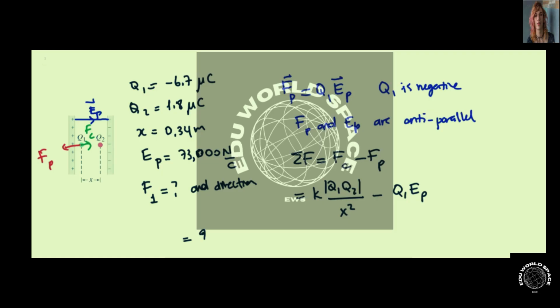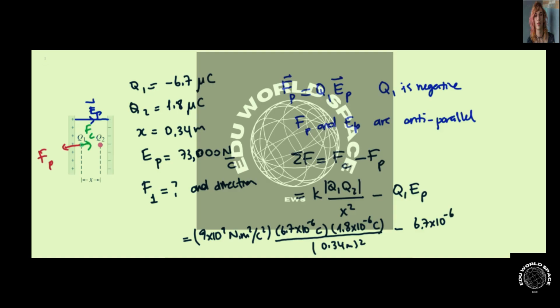Now K is 9 times 10 to the power of 9 newton meter squared per coulomb squared. Q1 is 6.7 times 10 to the power of negative 6 coulombs, and Q2, these are all absolute values, right, 1.8 times 10 to the power of negative 6 coulombs, over 0.34 meter squared, minus Q1, 6.7 times 10 to the power of negative 6 coulombs, times 73,000 newtons per coulomb. From here, we can find the net force to be 0.45 newtons.